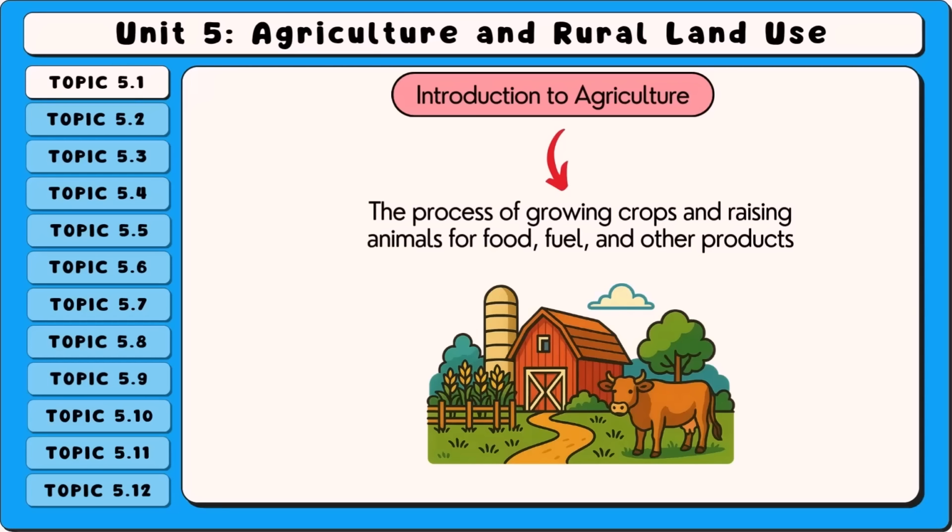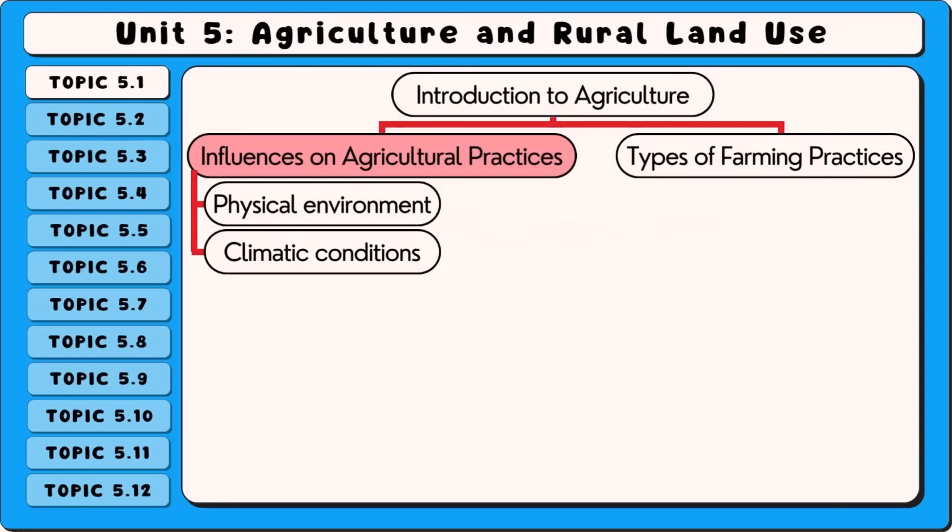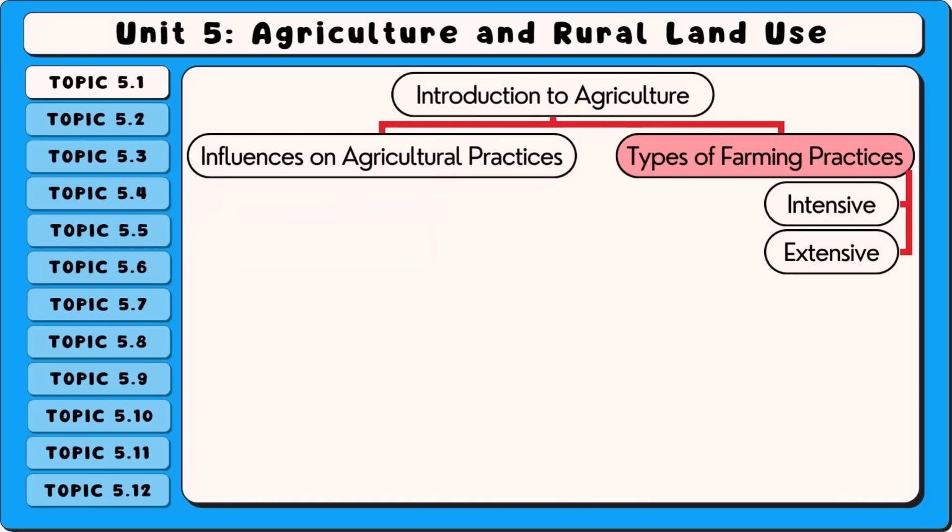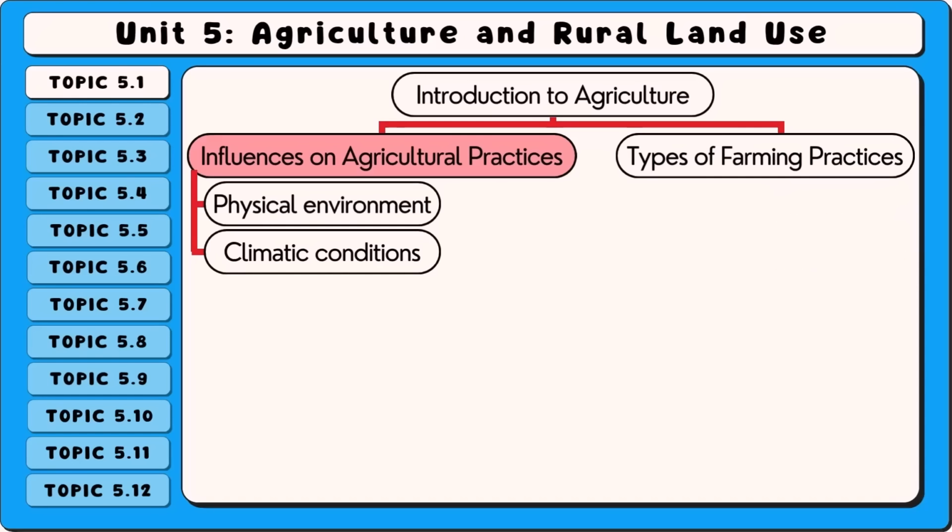Agriculture is the process of growing crops and raising animals for food, fuel, and other products. In this lesson, we'll explore two key influences on agricultural practices: the physical environment and the climate of a region. Then, we'll look at two types of farming that you'll need to know to successfully navigate this unit: intensive farming and extensive farming. Let's explore the influences on farming practices first.